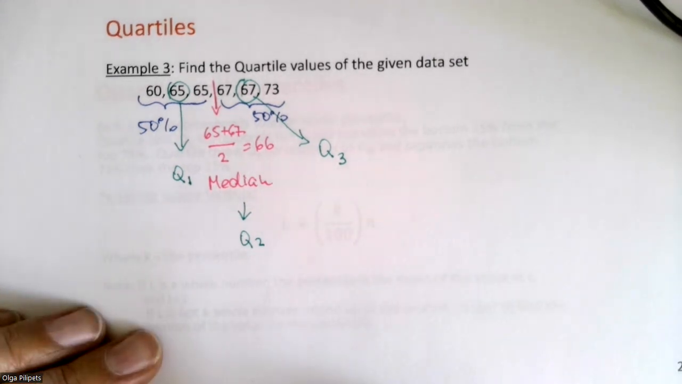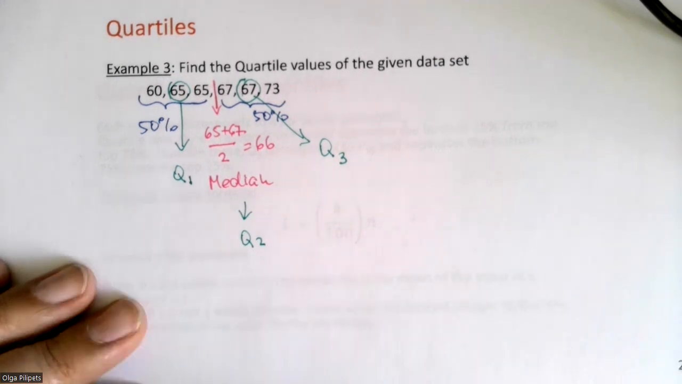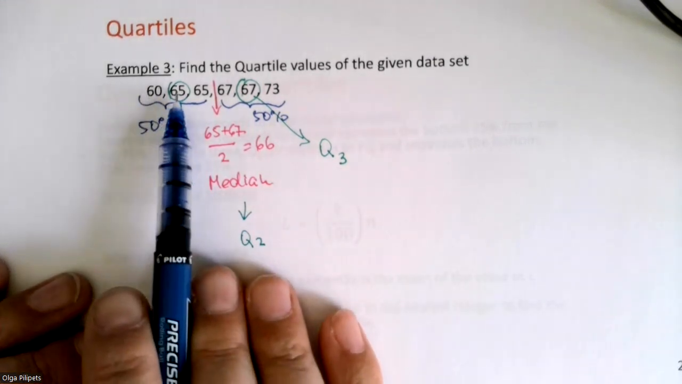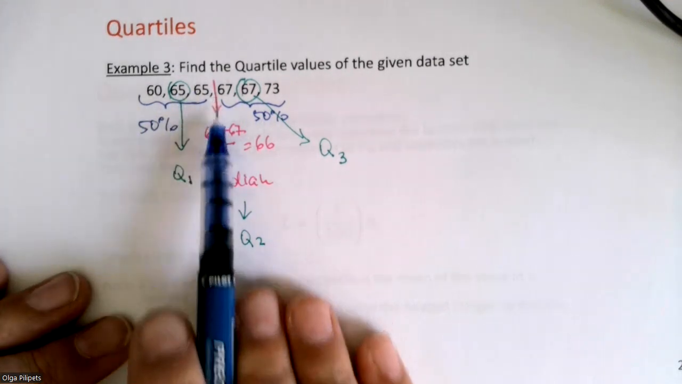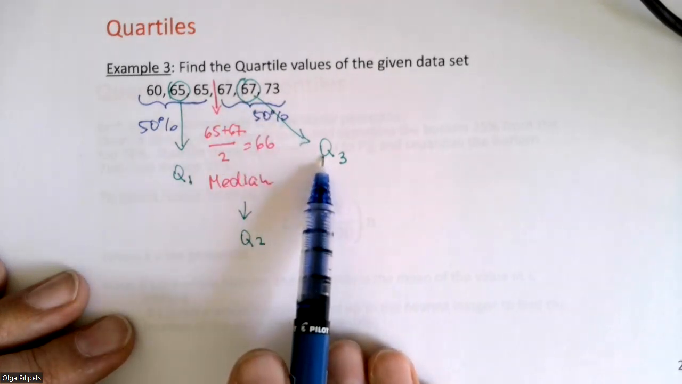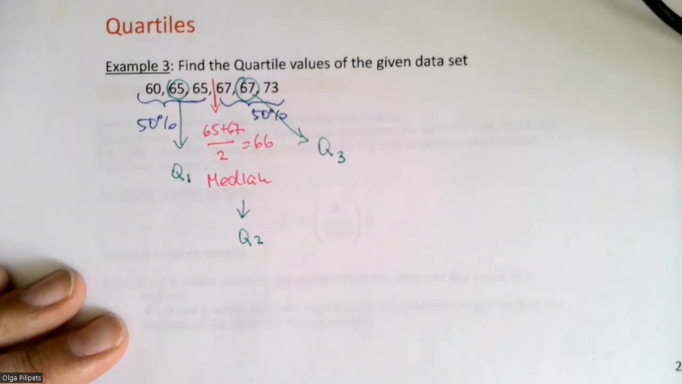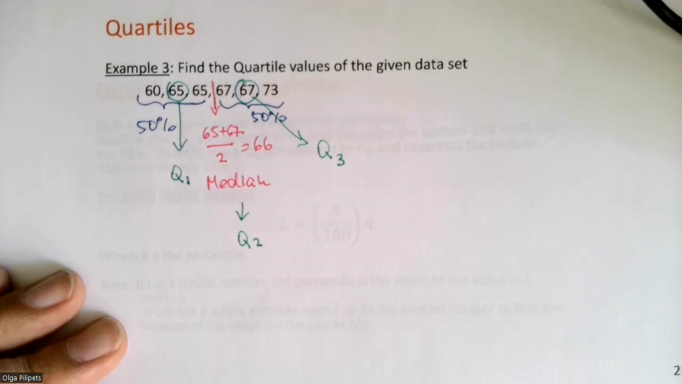Now, next, we're going to talk about percentile. We can actually find the value that separates any percentage. So in this case, we have 25% below 65, we have 50% below 66, and 75% below 67. But what if we were asked to find the value that separates, let's say, 20% on the bottom from the 80% above that value? That would be called percentile. Let's take a look at percentiles and how to find them.